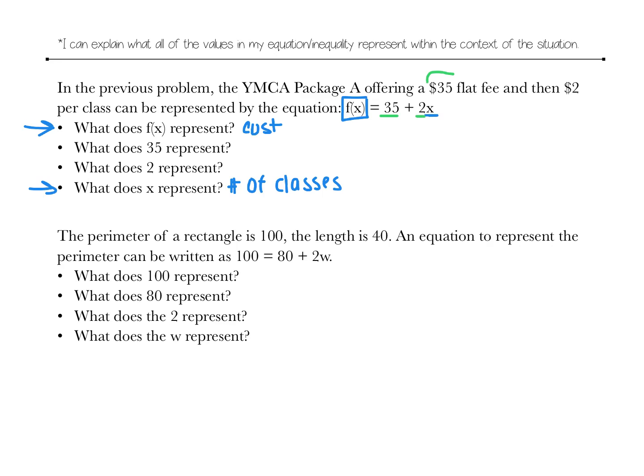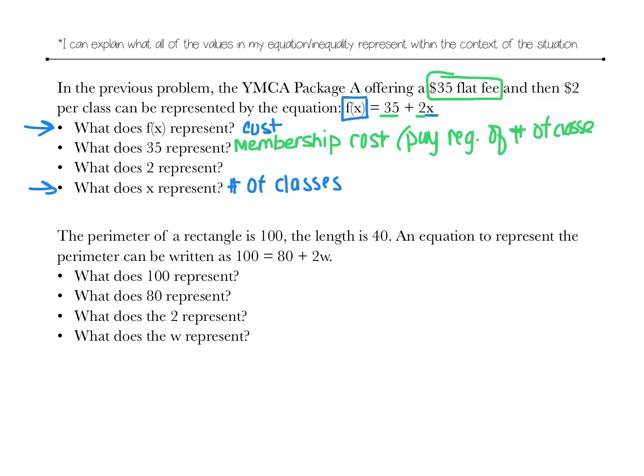So in this case, $35 is a flat fee. So $35 is what I pay no matter how many classes I take. So it's that membership cost. And specifically, it's what I pay regardless of number of classes. Okay? And then what does the 2 represent? So I pay $2 per class, so that's my cost per class.